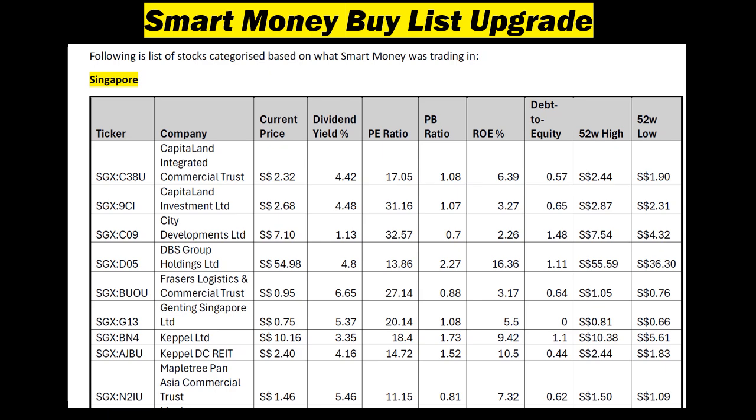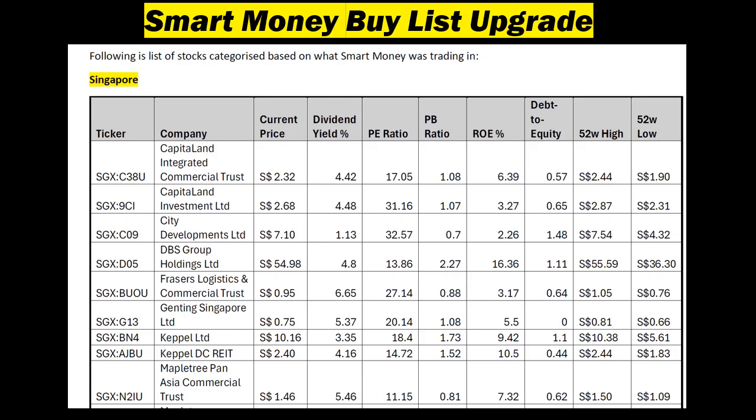In place of it, you still get the same list of stocks, but other than just the names of the stock itself, I have provided some additional information, such as the current price, which is based on last Friday closing price, dividend yield, the price to earning ratio, price to book ratio, return on equity, debt to equity, and also the 52-week high and 52-week low for that particular stock.